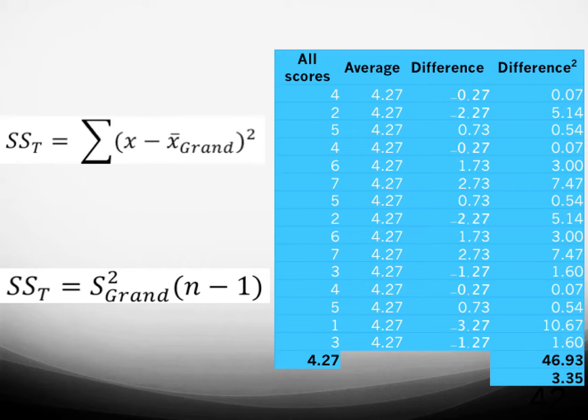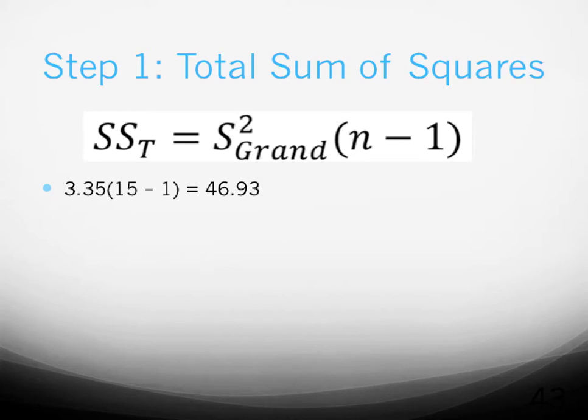Now, if you were to go ahead and divide by n minus 1, you will end up getting the grand variance, which, because of this little bit of algebra here, we can also use to get the total sum of squares. And you use that equation primarily when you're given the variance, and you need to figure out sum of squares from there. So in this case, you can also go back and see what happens when you take the variance and multiply it and get 46.93. I don't care which way you do it, though, whatever you're comfortable with.